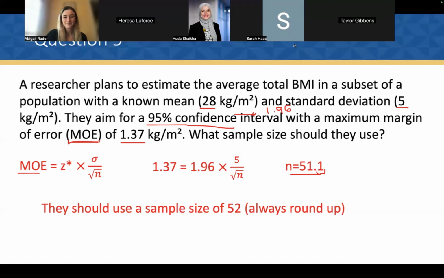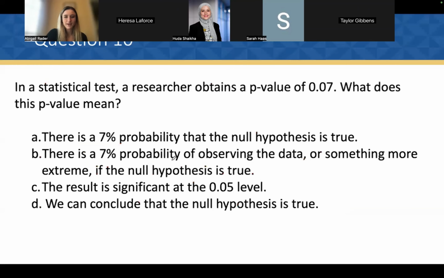Okay. Let's go through this and then I want to go through another power question. Let's say we have a p-value of 0.07. What does it mean? You're asked to select all that apply, so any that are true. Let's go through these one by one.